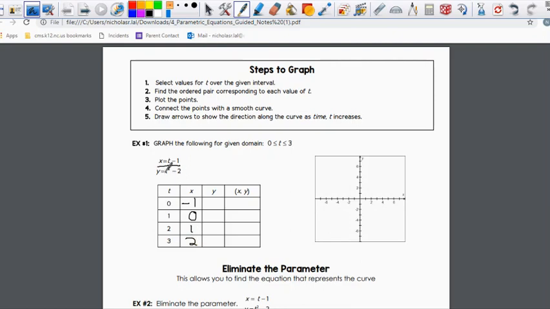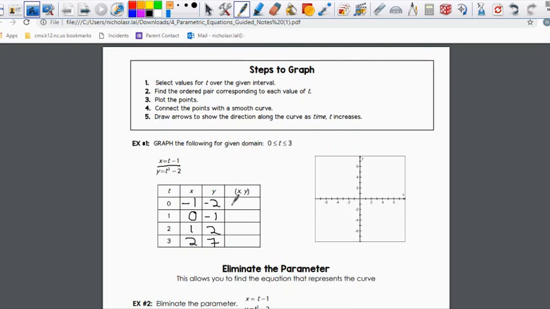Now y is equal to t squared minus 2. So when t is 0, y is equal to 0 squared minus 2, so negative 2. 1 squared minus 2 is 1 minus 2, which is negative 1. 2 squared minus 2 is going to be equal to 4 minus 2, which is going to be 2. And 3 squared minus 2 is going to be 9 minus 2, which is going to be equal to 7.